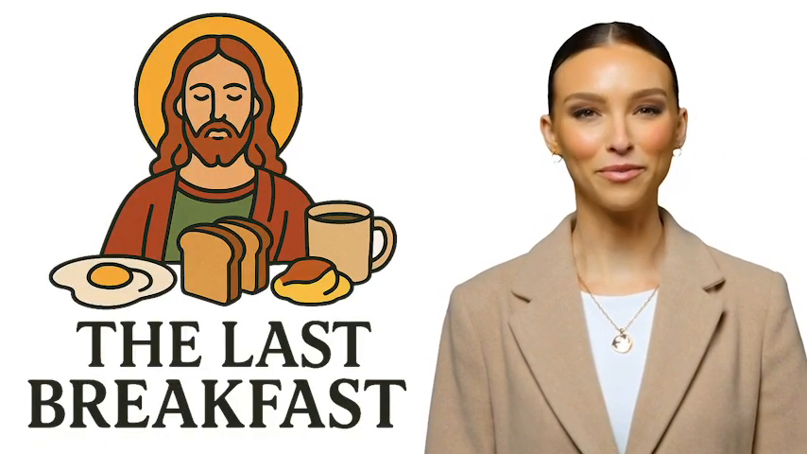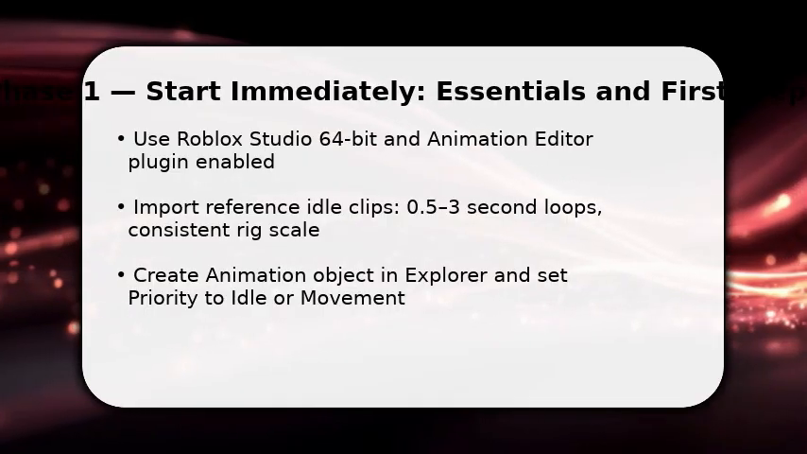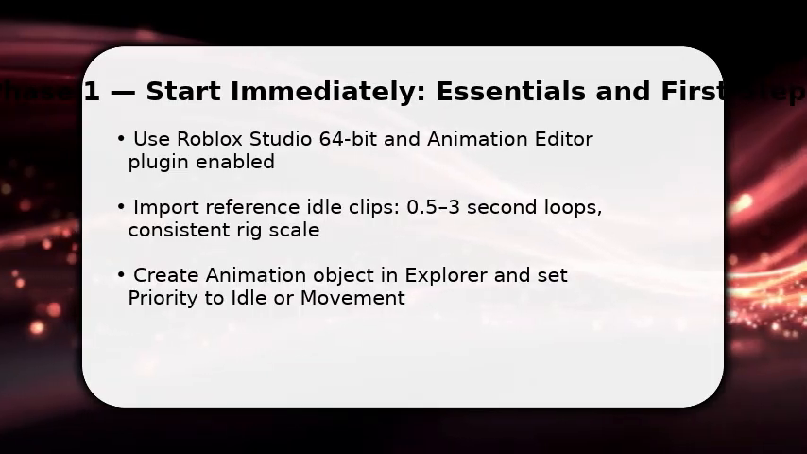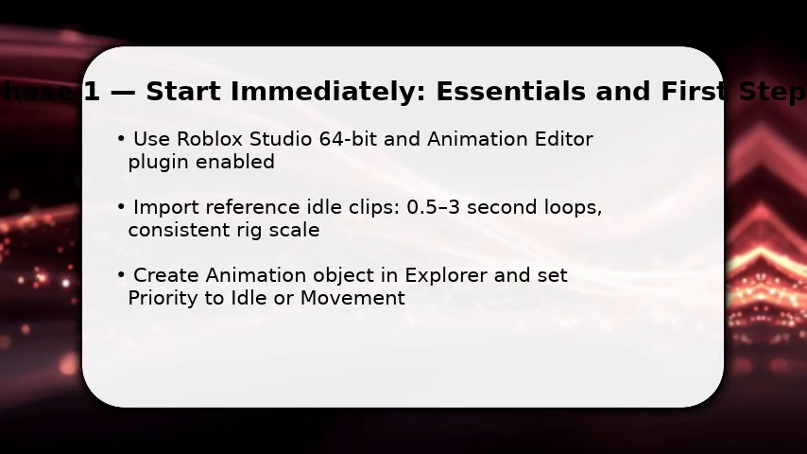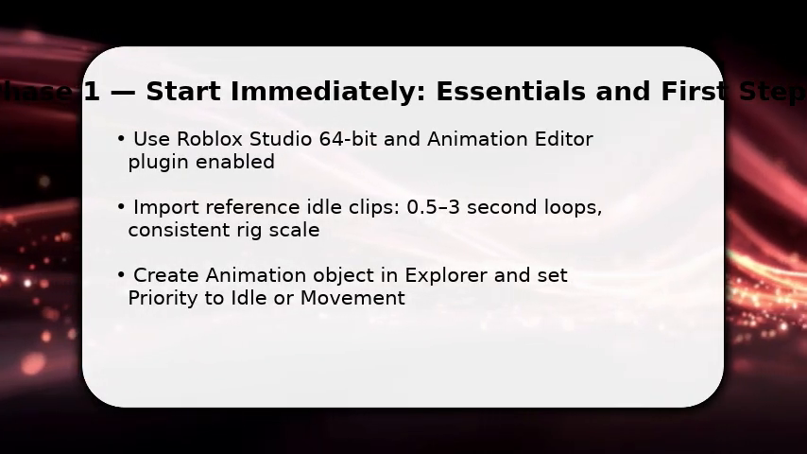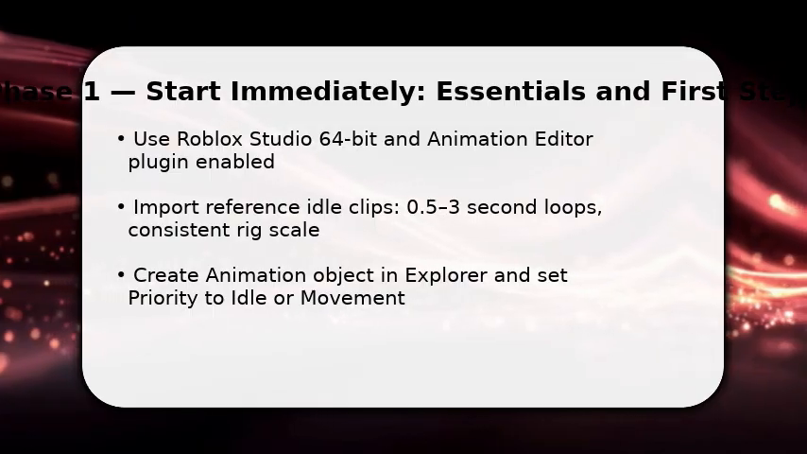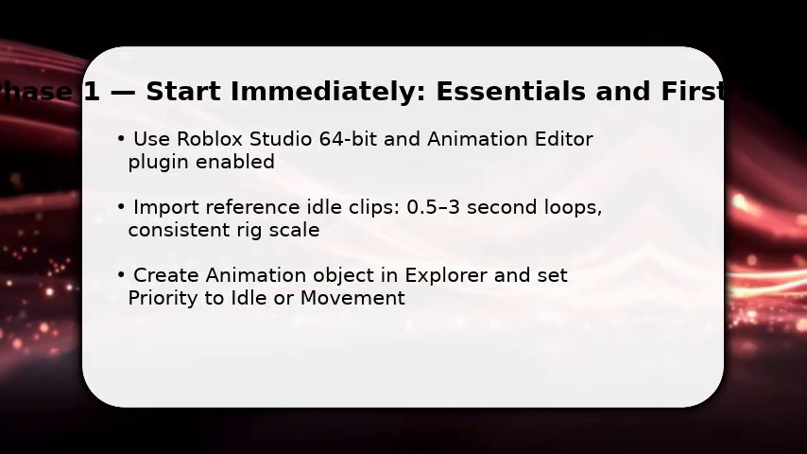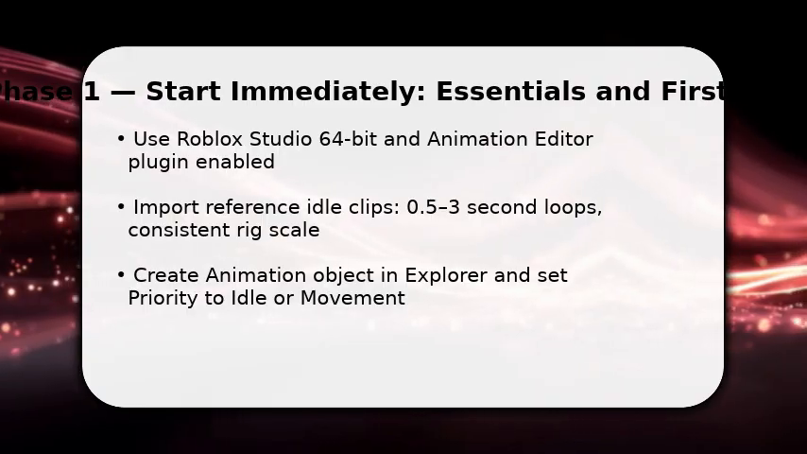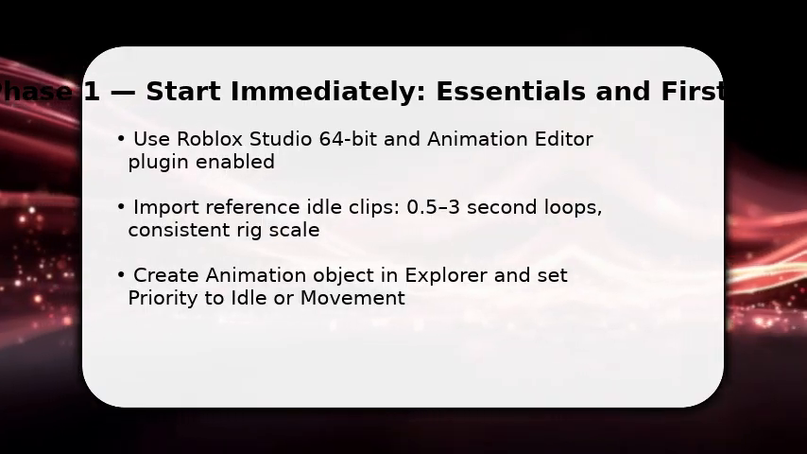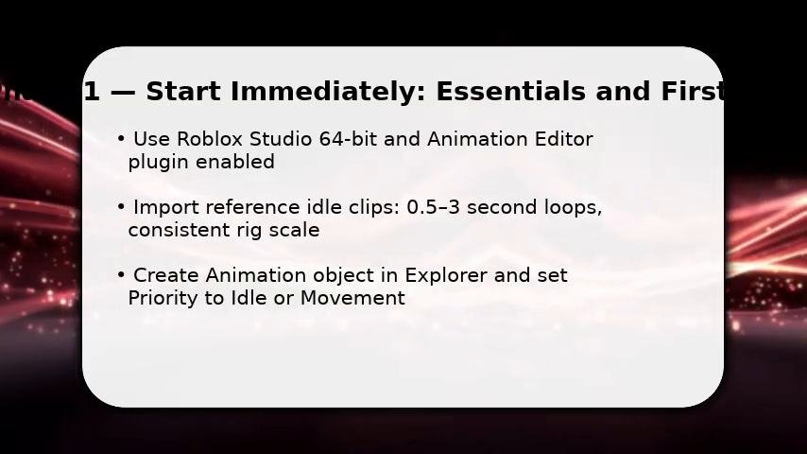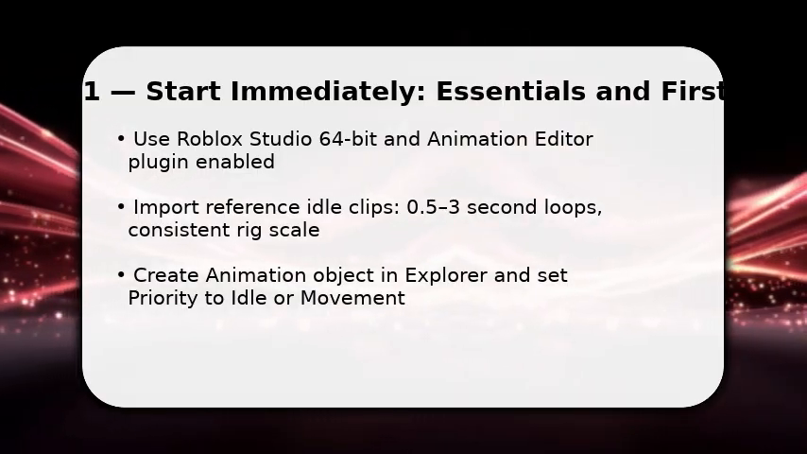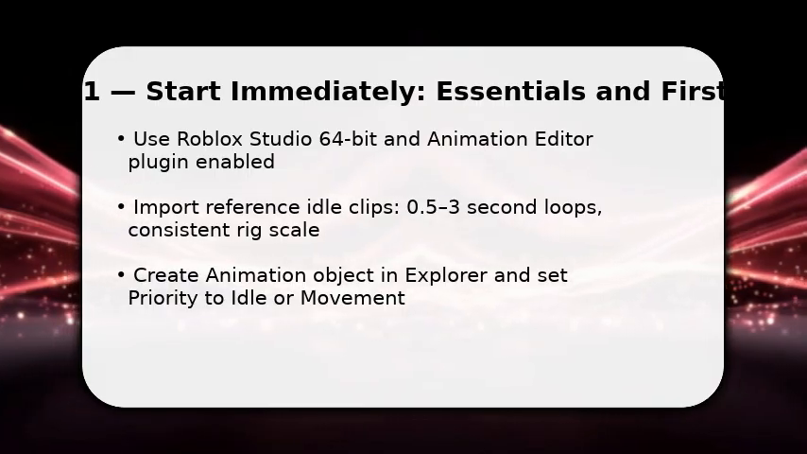Please enjoy the video. You start by preparing a clean rig and the animation editor. Open the plugin and place your character in T-pose so bones are predictable. Once done, import short reference clips, 1/2 to 3 seconds, because loops must blend smoothly. Make sure rig scale and naming match Roblox standards, and then create a new animation object in Explorer. Assign a sensible priority like idle or movement so transitions behave correctly later.